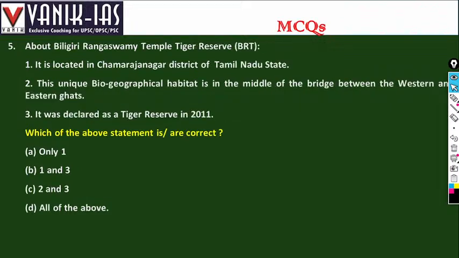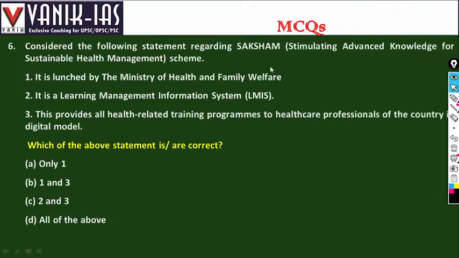About the Biligiri Rangaswamy Temple Tiger Reserve, it is located in Chamarajanagar district of Tamil Nadu. No, it is in Karnataka, not Tamil Nadu. Okay, so this is wrong. This unique geographical habitat is the meeting point, a bridge between the Western and the Eastern Ghats. It was declared a tiger reserve in 2011. So 2 and 3 are correct, but 1 is incorrect because it is in Karnataka, not in Tamil Nadu.